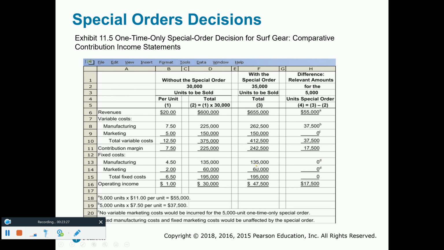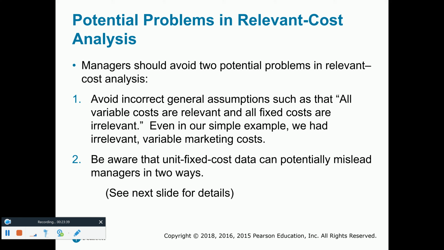And yes, in this example, both fixed costs are also irrelevant, but there might be times where we have to add a fixed cost if we accept the special order. So don't make the assumption, even though it's correct most of the time, that all variable costs are relevant and all fixed costs are irrelevant. All right?